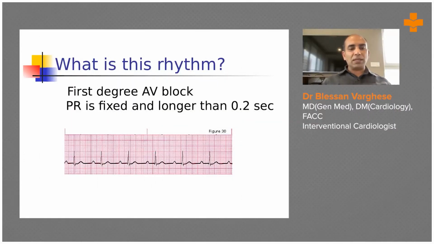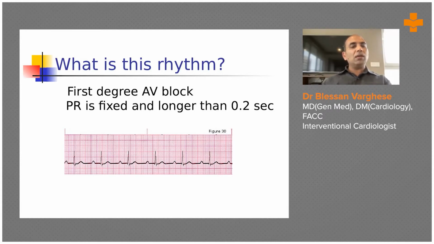So here you can see that the PR is fixed and it's prolonged. That means it's more than one large block, reaching almost 0.26, 0.28. That means there is a first degree heart block.